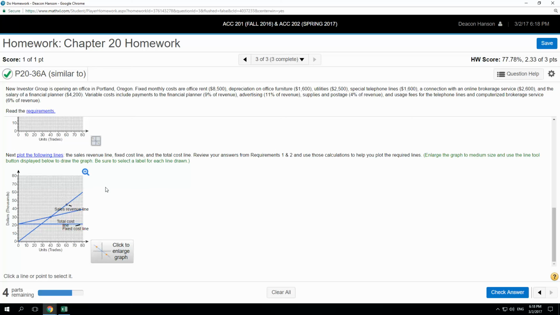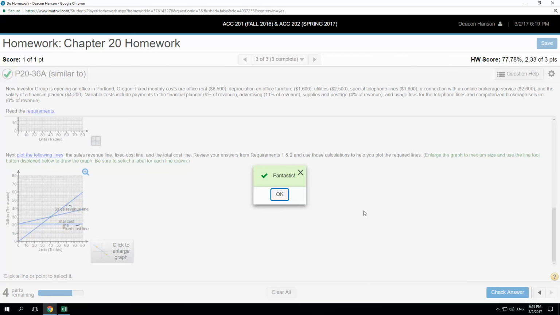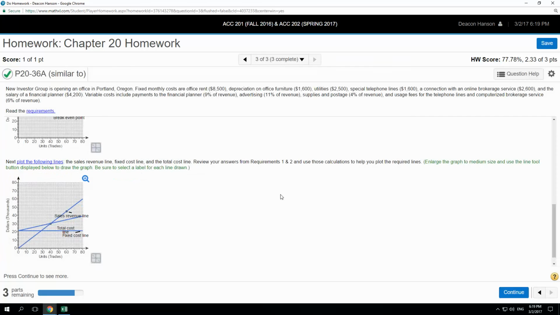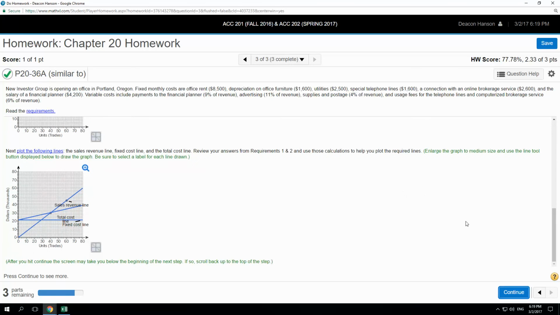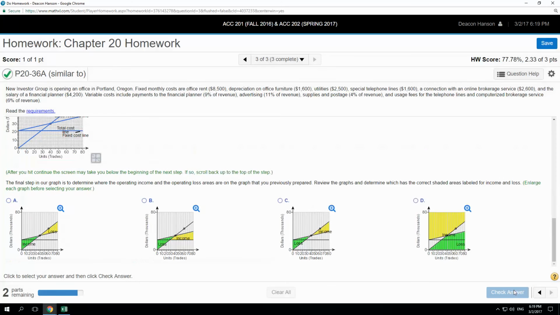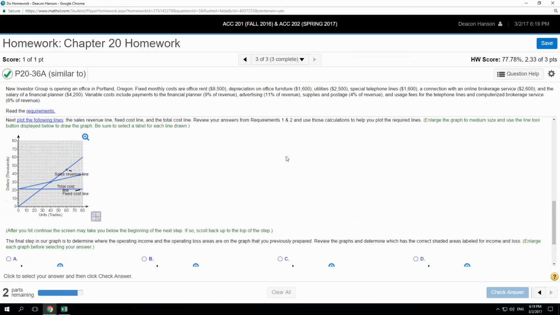So let's make sure that we did everything it required in this step. Next, plot the following lines: sales revenue, fixed cost line, and total cost line. I think that's all we had to do in that step. And it says fantastic. Okay. And then we can hit continue. It will not let me label stuff.